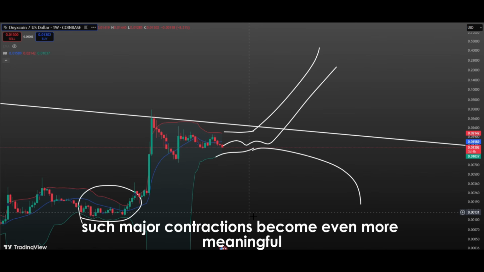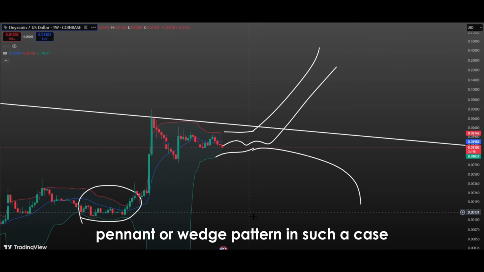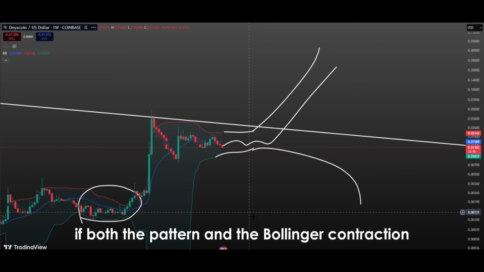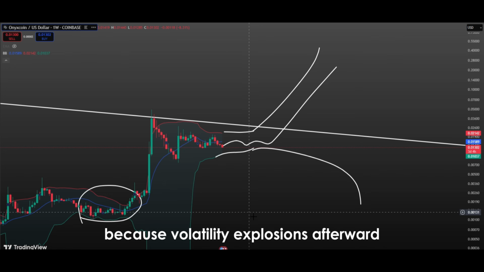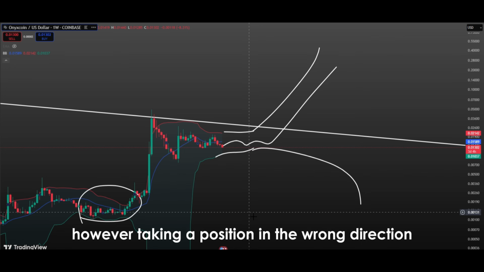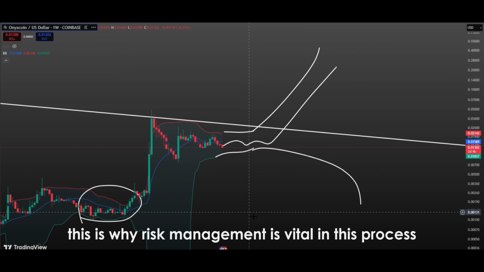Such major contractions become even more meaningful when combined with chart patterns. For example, during the contraction, the price may form a triangle, pennant, or wedge pattern. In such a case, if both the pattern and the Bollinger contraction break in the same direction, the strength of the move increases. Contractions are usually opportunity moments for short-term traders because volatility explosions afterward can produce large gains in a short time. However, taking a position in the wrong direction can also result in losses just as quickly. This is why risk management is vital in this process.